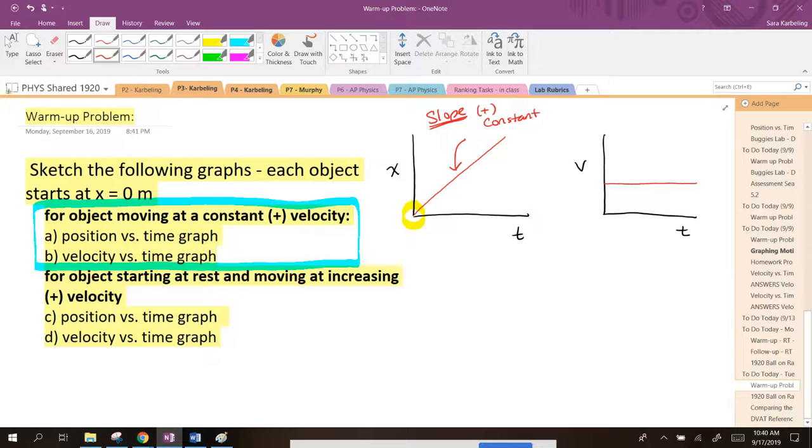Tell me about the value for the velocity. It's positive, and it's what? Holy cow, that's pretty great, right? The values here are positive and constant.